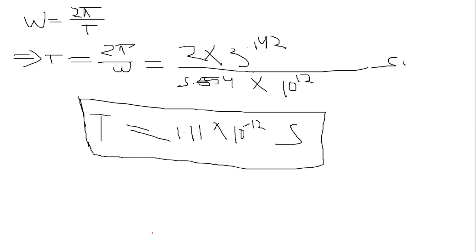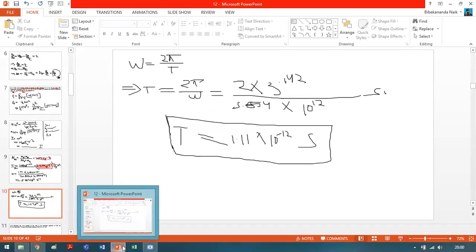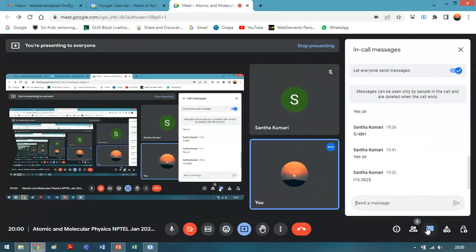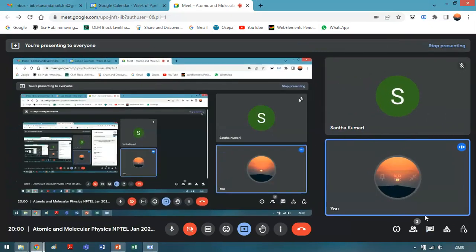So 2 into 3.142 divided by 5.654 into 10 to the power 12. So it will be 1.11 into 10 to the power minus 12 second. That is the time period of oscillation. So is it clear to you? So is it clear to you now? So that I can proceed to the next problem.